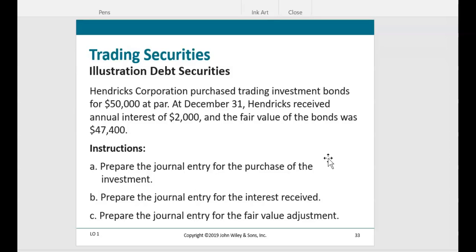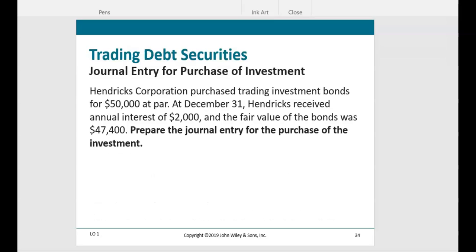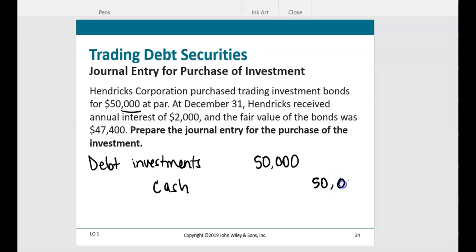Let's take a look at one last example. Hendricks Corporation purchased trading investment bonds for $50,000 at par, no discount or premium. At December 31st, Hendricks received the annual interest of $2,000, and the fair value of the bonds at year-end was $47,400. Let's record the 3 entries that are necessary here. The purchase of the investment is part A. When the company Hendricks purchases the investment, they're going to debit debt investments at the acquisition cost, $50,000. In order to get those debt investments, the company had to pay $50,000 in cash.